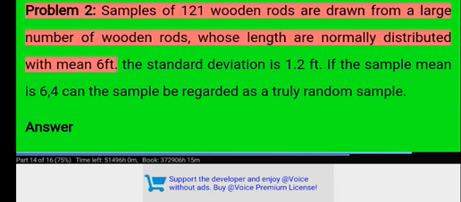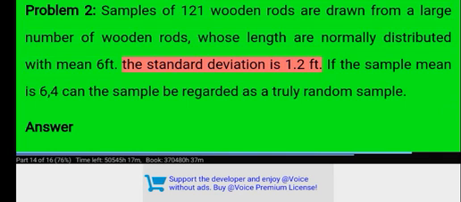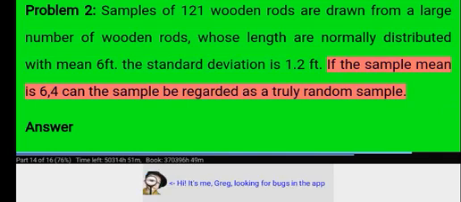Problem 2. Samples of 121 wooden rods are drawn from a large number of wooden rods, whose lengths are normally distributed with mean 6 feet. The standard deviation is 1.2 feet. If the sample mean is 6.4, can the sample be regarded as a truly random sample?